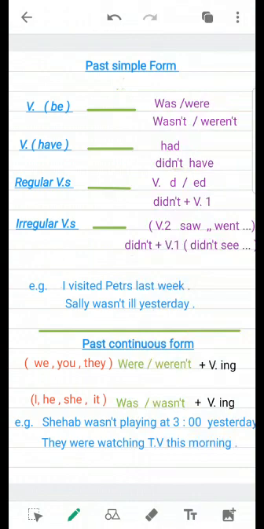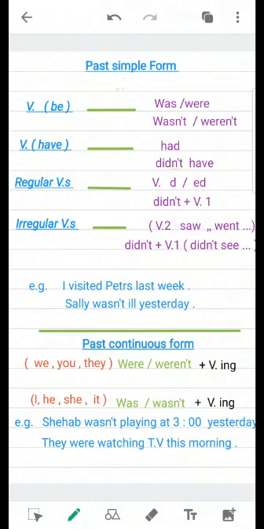The regular verbs, الأفعال المنتظمة, we have verb plus d or ed. نضيف للفعل d or ed. The negative form is didn't plus the verb one, means verb infinitive, الفعل مجرد. Irregular verbs, الأفعال غير المنتظمة, we have verb two, التصريف الثاني، القائمة الثانية في قائمة الأفعال that I have already given to you. For example, the simple past of see is saw, the simple past of go is went. The negative form is didn't plus verb one or verb infinitive. For example, we have didn't see, didn't go, etc.